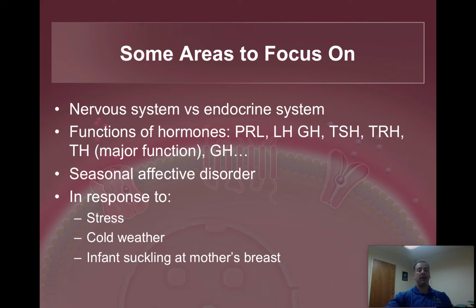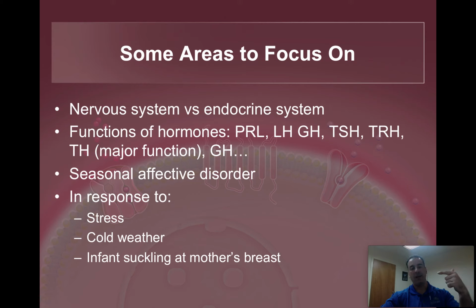Understand the endocrine system and its response to stress. What hormones are released, and in what steps are they released? There's a couple of questions on the exam that may give you a certain pathway, and you have to pick the correct pathway of things being released. In response to stress, how does the endocrine system respond? In the response to cold weather, what's going on? Even in the response to infant suckling, as from breastfeeding, what's going on in the mother? What's going on in the child?